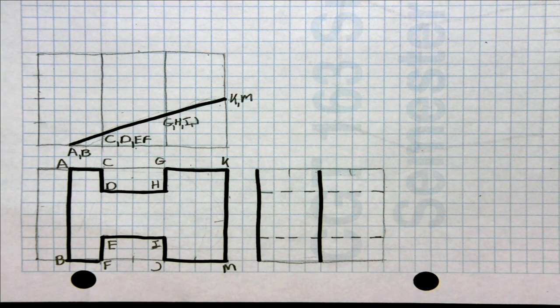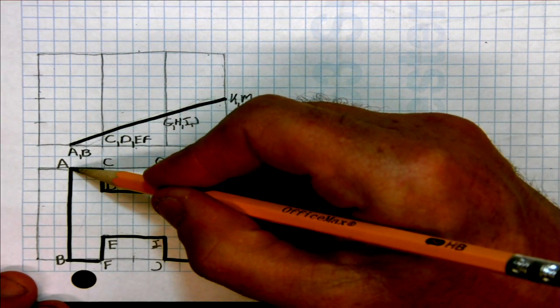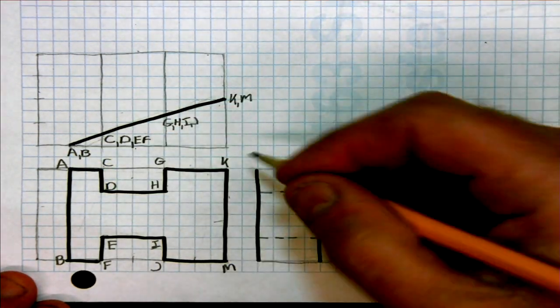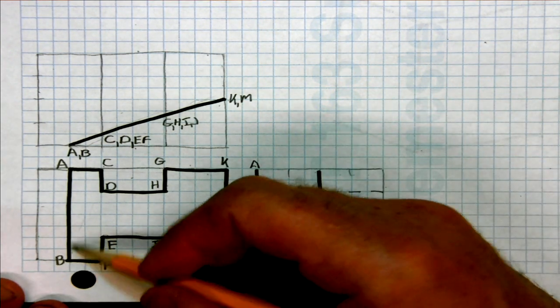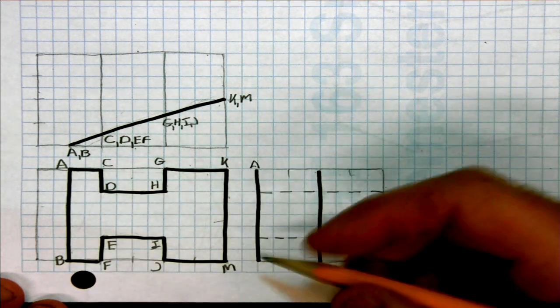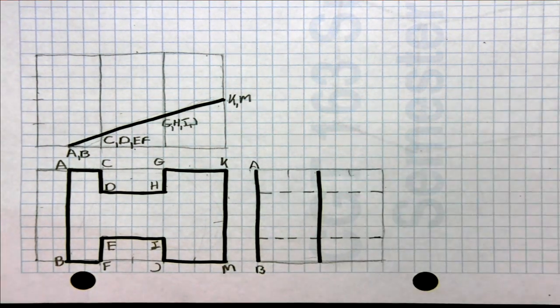So let's go through here and let's locate points. Point A is on the very top of the object, and it's on the very front of the object. In this view, it's on the very top, and it's on the very front. Point B is on the very front of the object, and it's the very bottom of the object. So then, here appears line segment AB.